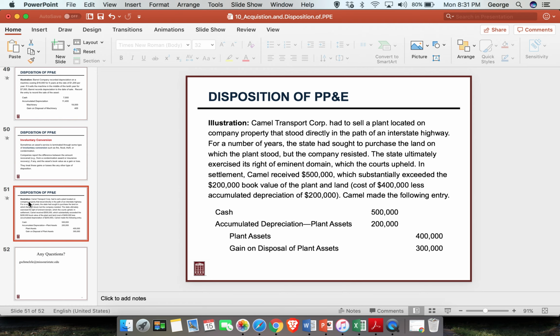So here is Camel making the final entry. We'll debit cash for $500,000 received, and we'll debit accumulated depreciation, plant asset, for $200,000. And then we credit plant assets for $400,000, and then a gain on disposal for $300,000. So $500,000 less the $200,000, what you received versus what you accumulated.